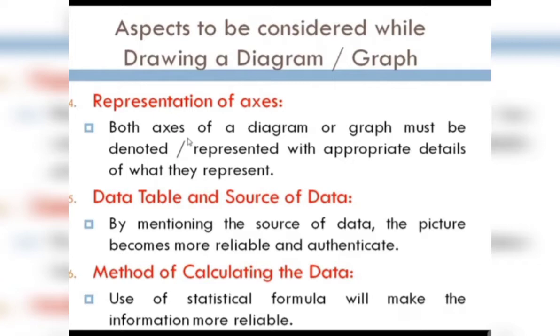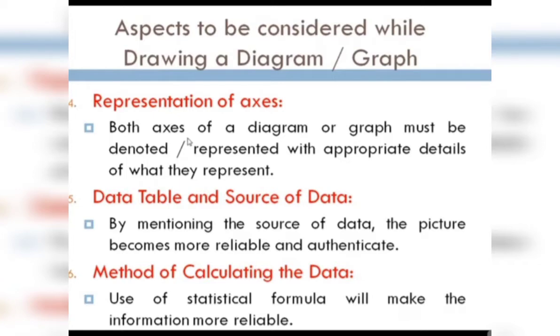Okay, and on the y-axis we can show the dependent variable, like production, population, literacy rate, etc. So this can be shown on the y-axis. So representation of the axis must be done very clearly and denoted.